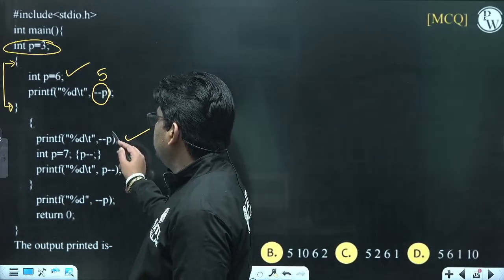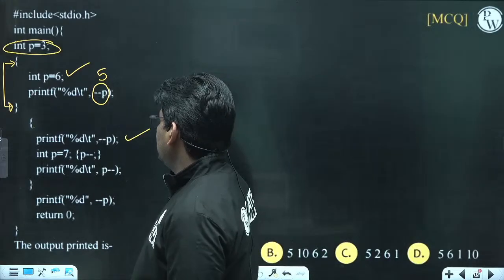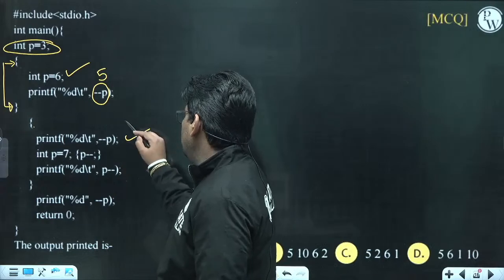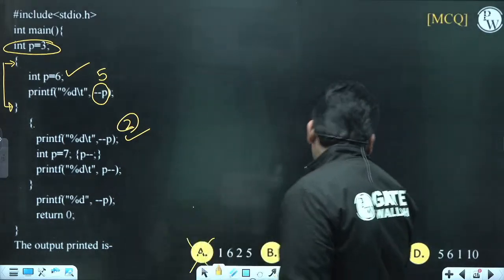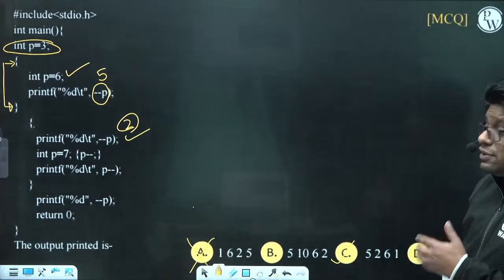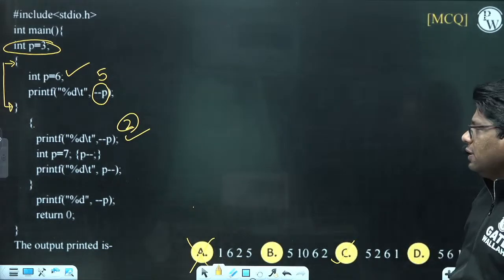Sir, which value would be printed? Sir, for sure, global value. Global. We are referring to global. That means the value 2 would be printed next. That means we got the answer. We got the answer as option C. Please try to solve this further.